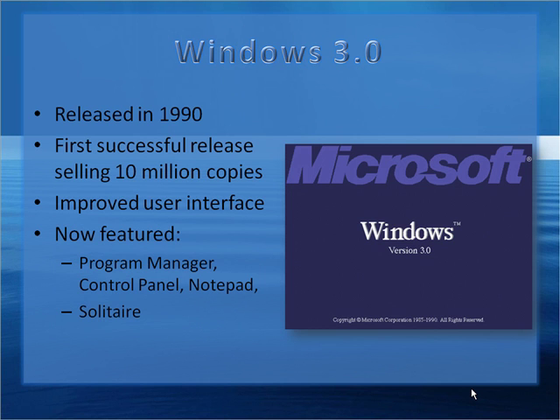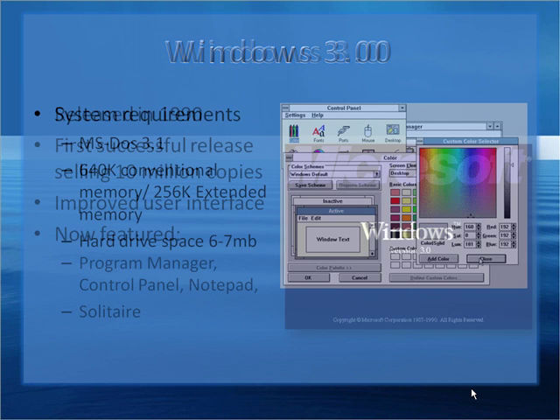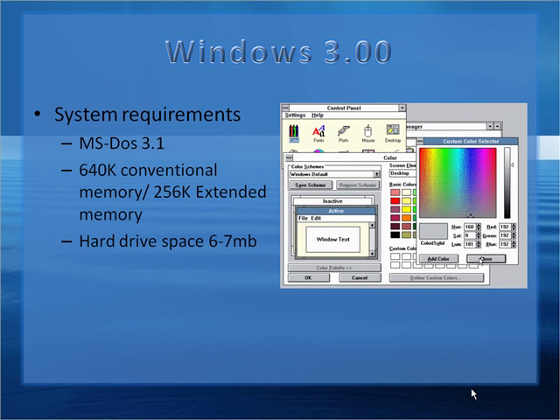In 1990, we see the release of Windows 3.0. This was the real first successful release. They sold over 10 million copies of it. It had an improved user interface and now had stuff like Program Manager, Control Panel, Notepad, and the popular Solitaire. System requirements still required MS-DOS 3.1, 640K conventional memory, and so on.